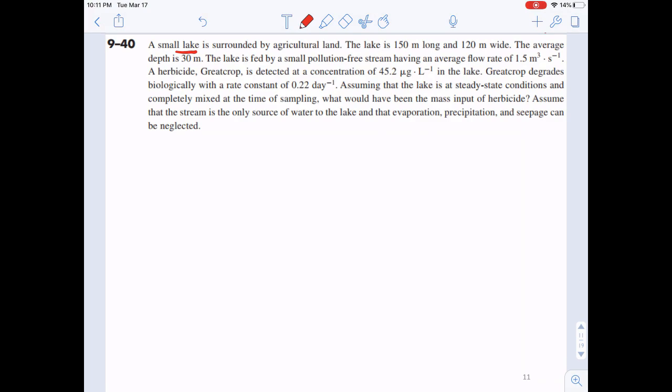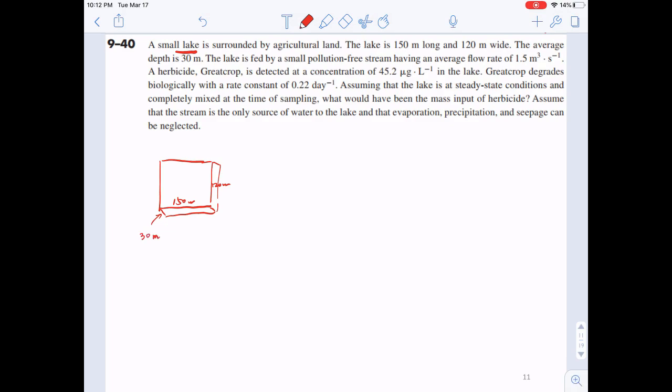So we're looking at a small lake, right? And let's say we just draw a lake that looks like this. So it is saying that the lake has certain dimensions, 150 meters and 120 meters in terms of the length and width, right? It also has certain depths, right? The depth is 30 meters.